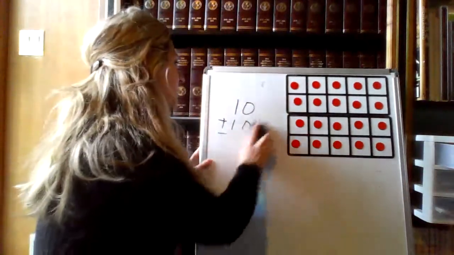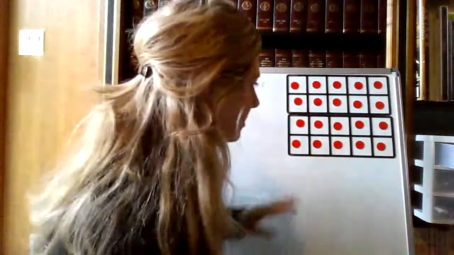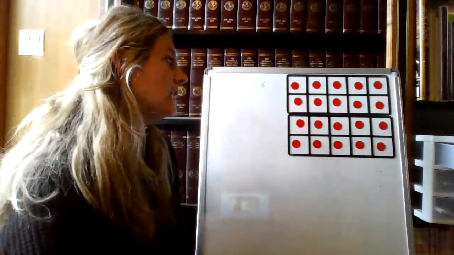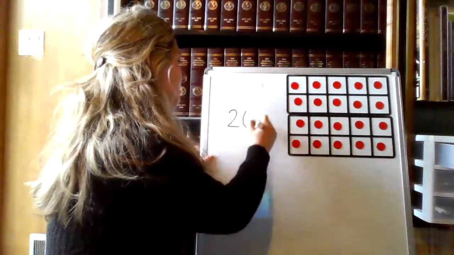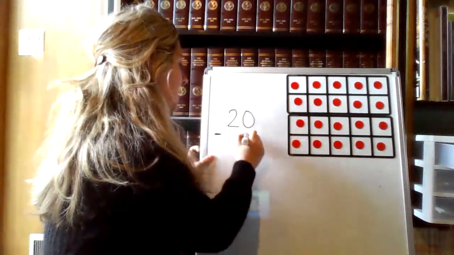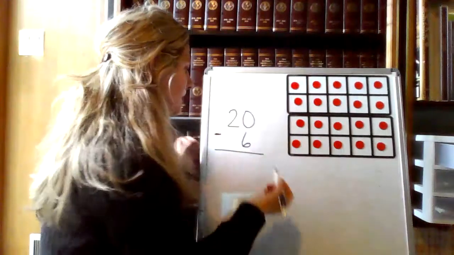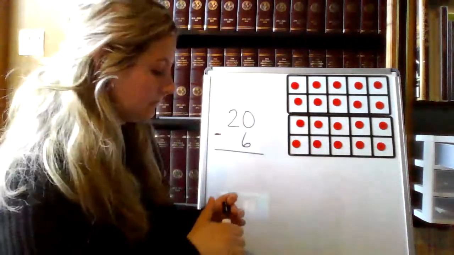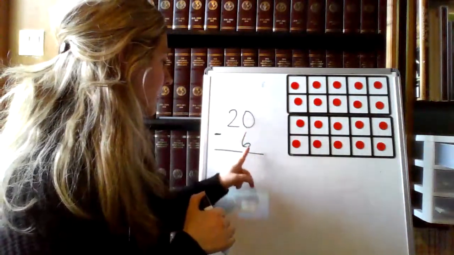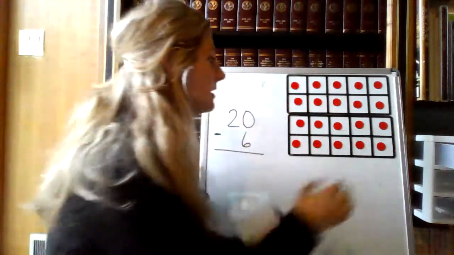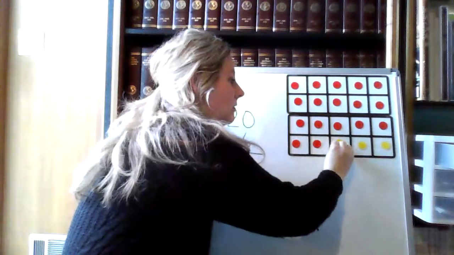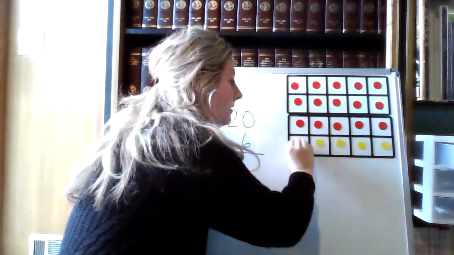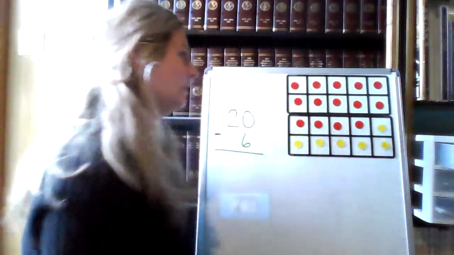Okay, let's do a subtraction problem within 20. So now we have 20, and we're going to take away a certain number. So I have 20, and I'm going to take away 6. What does that equal? Notice how I put the 6 right here because I'm taking away 6 ones. So let's take away 6. 1, 2, 3, 4, 5, 6. What did you get?